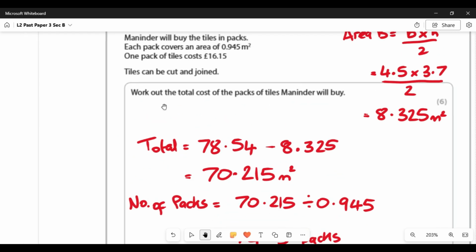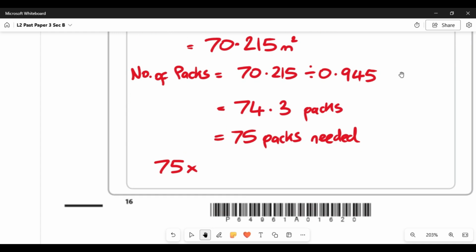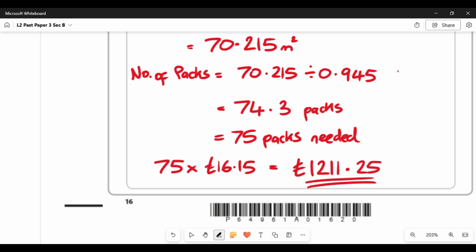So how much was each pack? One pack of tiles cost £16.15. So we're going to have to do 75 times £16.15. And again, let's do that in the calculator. So 75 times 16.15 gives me an answer, in pounds, of £1,211 and 25 pence.